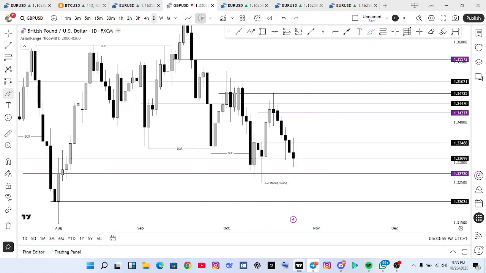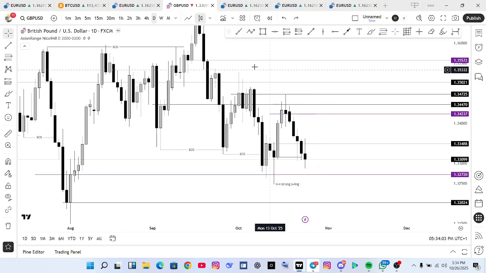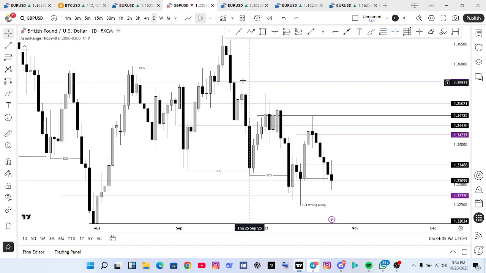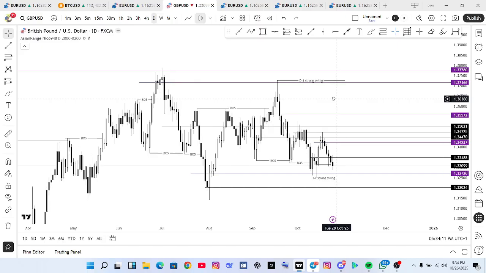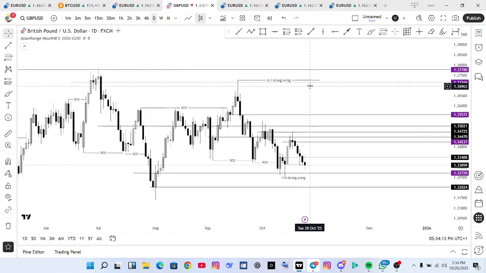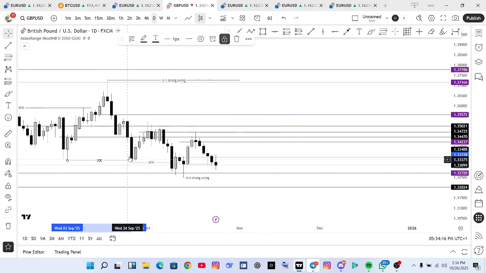But price is still bearish on, what is it called? Go back, man. So price is still bearish on GBP USD. I'm still bearish on GBP USD. And also this is my daily strong swing, because this is a break of structure. If you mark this across the week, you see that we have a break. I just stopped here so that lets my chart look clean.